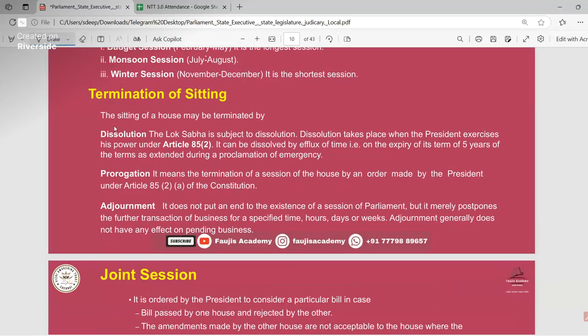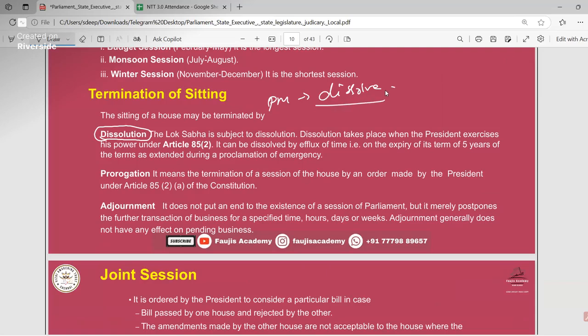First, dissolving of the Lok Sabha. While we discussed the prime minister, we saw that the prime minister can dissolve the Lok Sabha even before the expiry of the 5 year term of that particular Lok Sabha, or extend it beyond 5 years during the proclamation of emergency, that is, during national emergencies. So there are two instances. In both instances, the president has to approve it, or the president dissolves the Lok Sabha on the advice of the prime minister. It's obviously the prime minister's decision and the president approves it. That is what dissolution of the Lok Sabha is.